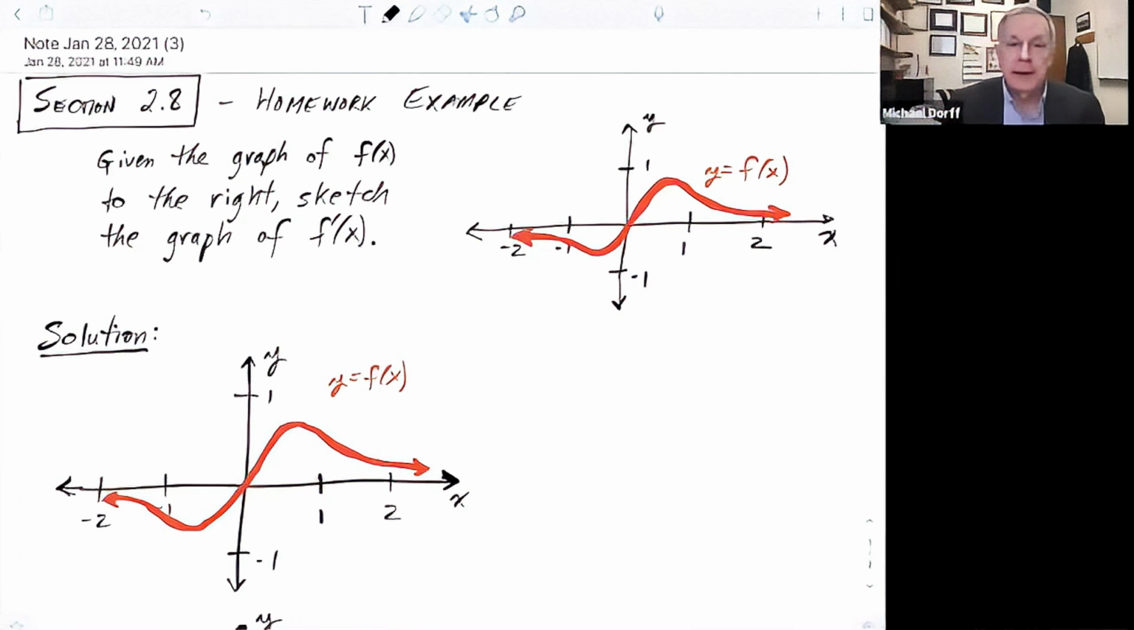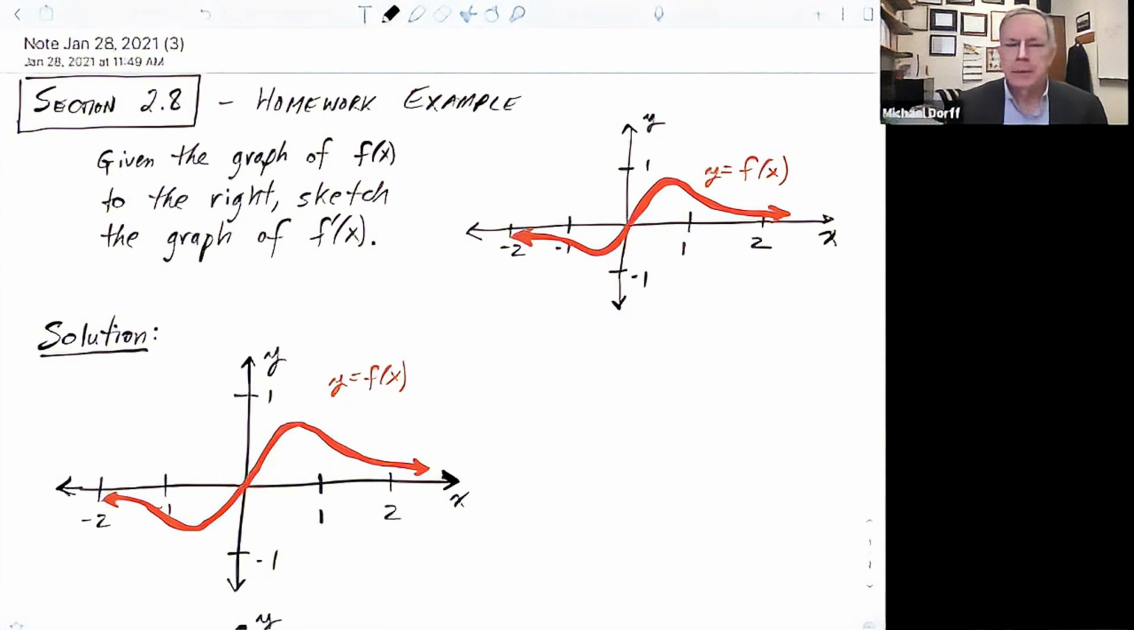We're in section 2.8. We're going to look at the following homework-like example. In this problem, we're given, in the top right-hand part here, the graph of a function colored in red. And what we're supposed to do is use this graph to sketch the graph of its derivative.